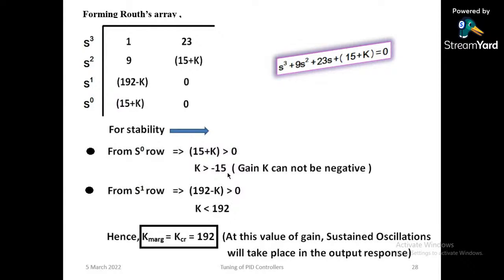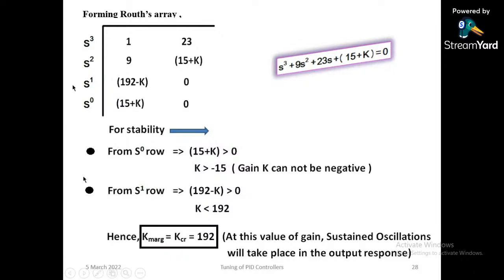Look, as I said, what does proportional gain mean? It is nothing but just a variable resistance, right? The value of resistance is never negative, is it? So that's why the value of gain K cannot be negative. That's why this is a completely invalid value.